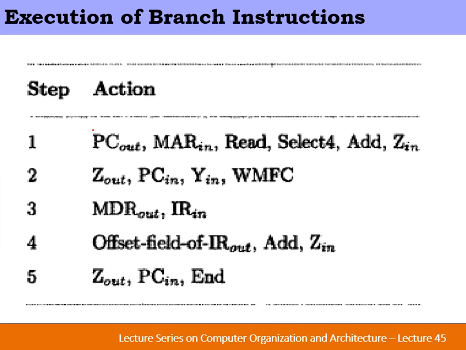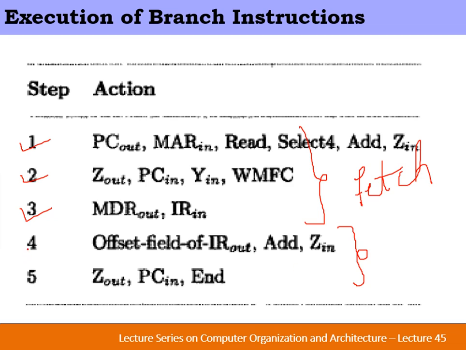Normally when we are executing any instruction, we come across two phases. The first phase is called the fetch phase and the other is called the execution phase. Here steps number 1, 2, 3 indicate the fetch phase. Fetch indicates that we are going to fetch the instruction from the memory. The next two steps, step number 4 and step number 5, are about the execution phase.